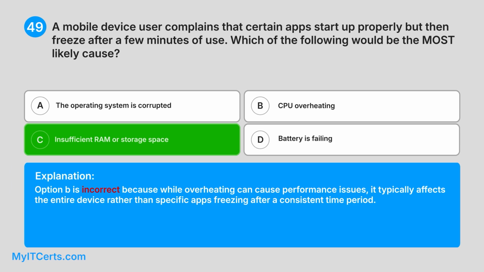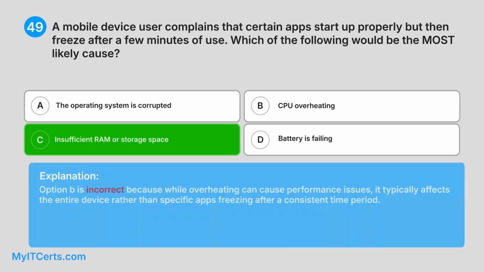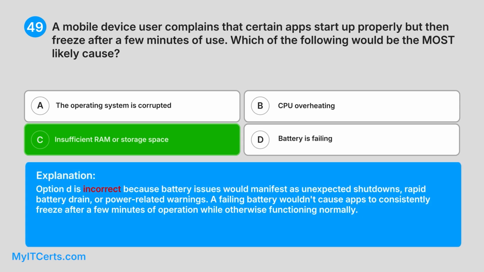Option B is incorrect because while overheating can cause performance issues, it typically affects the entire device rather than specific apps freezing after a consistent time period. Option D is incorrect because battery issues would manifest as unexpected shutdowns, rapid battery drain, or power-related warnings. A failing battery wouldn't cause apps to consistently freeze after a few minutes of operation, while otherwise functioning normally.